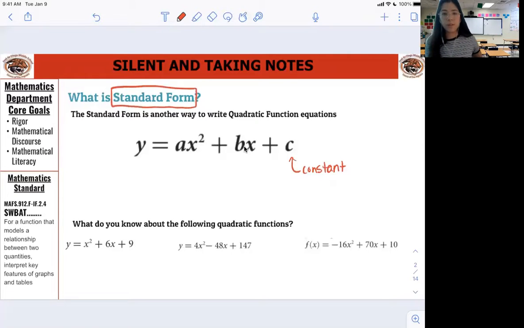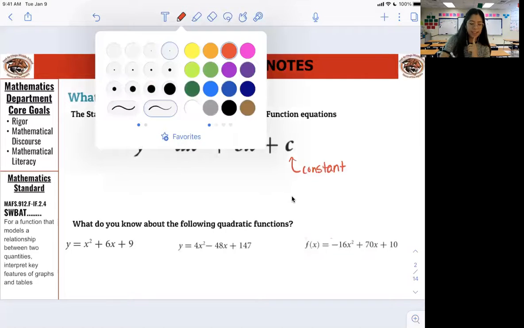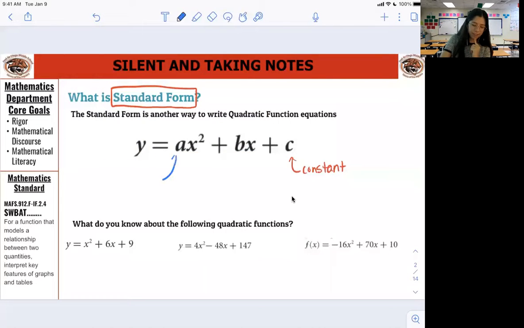Okay, so there's a constant, there's no parentheses. Someone's saying the leading coefficient is 1. But I want us to think about that again. The leading coefficient isn't 1. What is the leading coefficient? I see it in the chat. It's A. Does that ring a bell? It should look pretty similar because in vertex form, there's also A, and it's also the leading coefficient. So we'll talk about that in a moment.